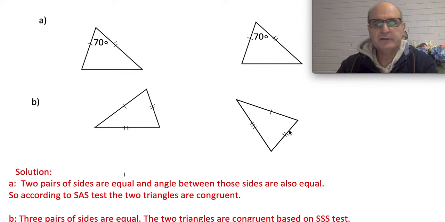For this one, this is easy. This side is equal to this side. How do I know? Both of them have got three dashes on them. This side is equal to this side, one dash on each. And this side is equal to this side, two dashes on each. So we have three pairs of sides which are equal. So that means S, S, S, side, side, side. So based on S, S, S, these two triangles are congruent.